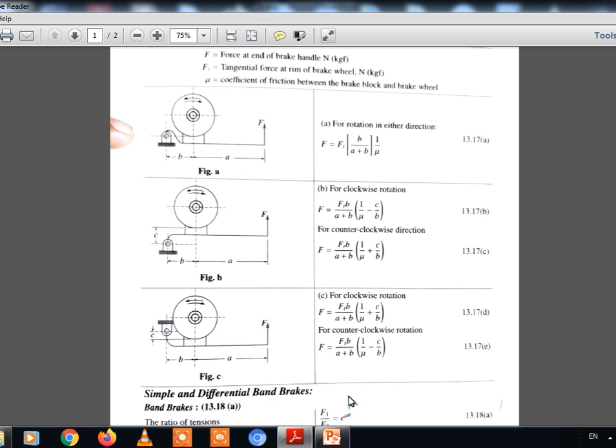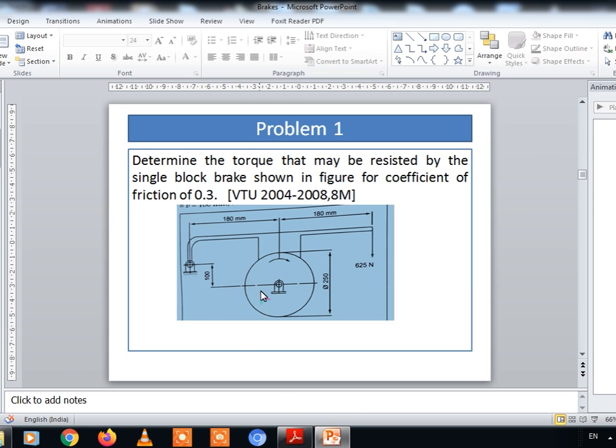Next, in the given problem, you can see that the fulcrum is not in between. In this case the tangential force will be in between the fulcrum and the force here. In this case the fulcrum is in between the tangential force as well as the axis of the drum. So this will be case 3.